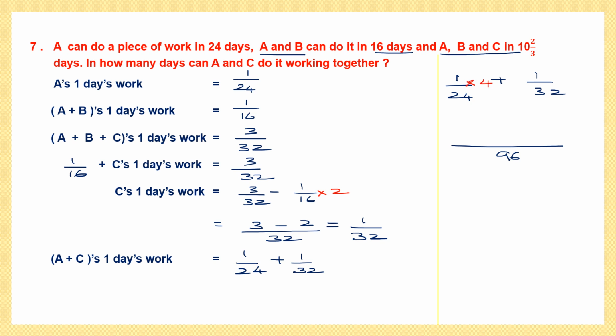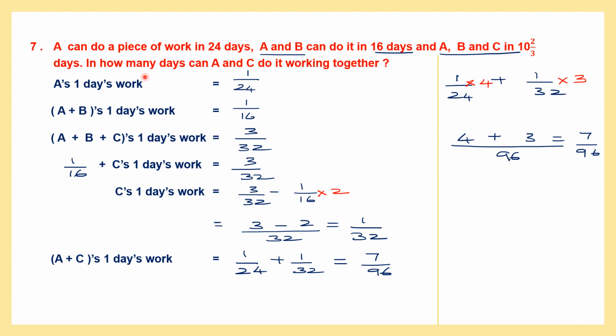So 1 into 4 is 4 plus 32 into 3. So 1 into 3 is 3. So 4 plus 3 is 7. 7 by 96 is 1 day's work. So let's write it here. A plus C's 1 day's work is 7 by 96.